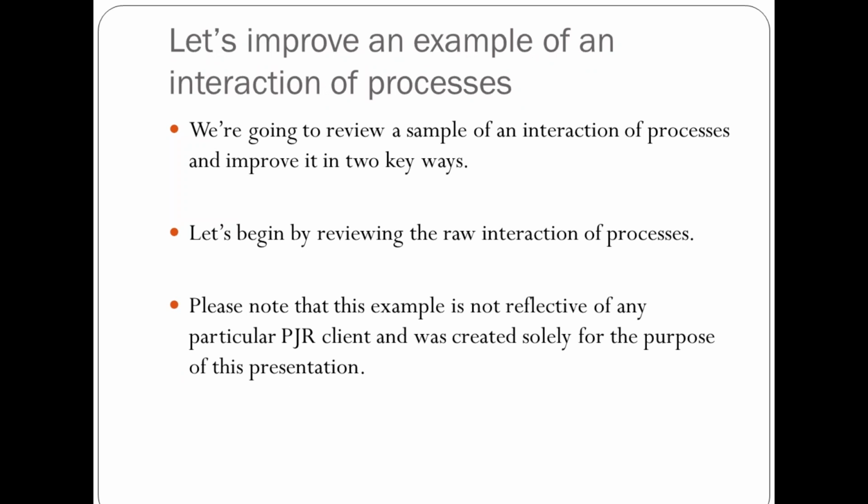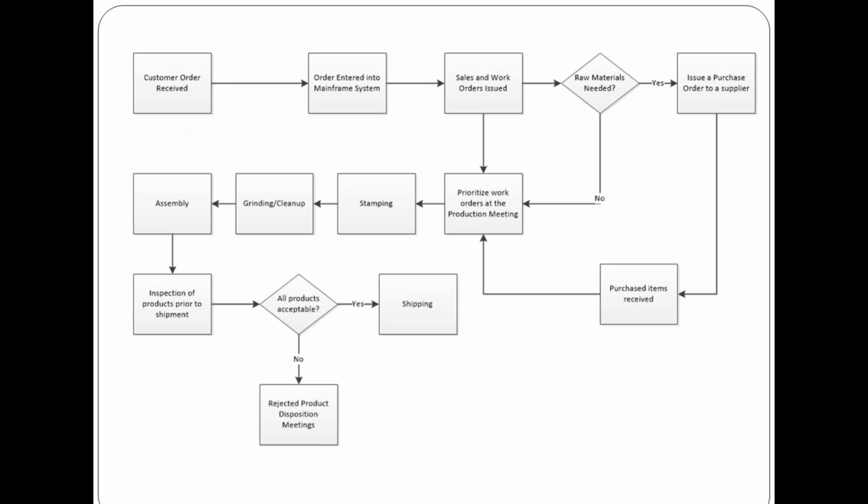So what we're going to do today is we're going to review a sample of an interaction of process document, and we're going to apply two key improvements. Now we're going to begin with a review of the raw IOP. Please note this is an example that was developed solely for the purpose of this presentation. It is not reflective of any particular PJR client. Okay, so here's our sample.